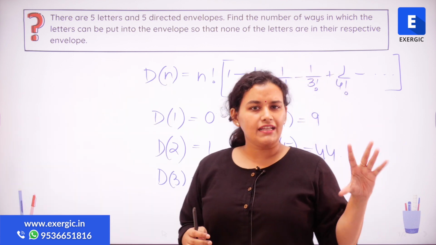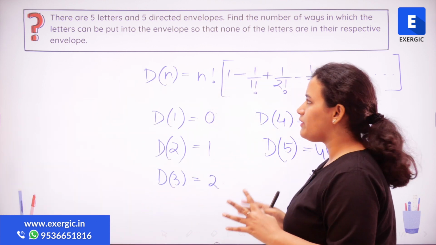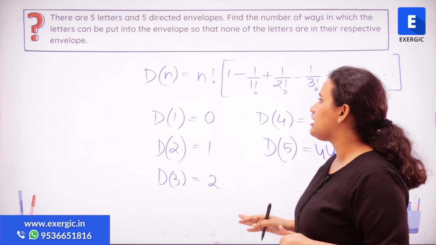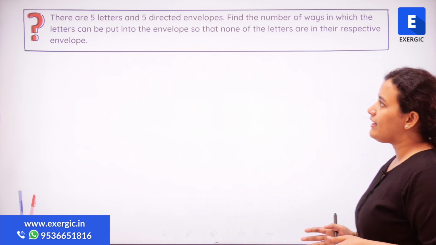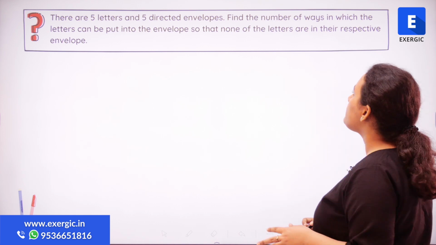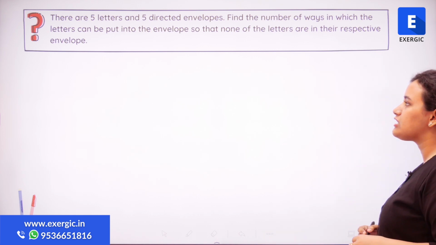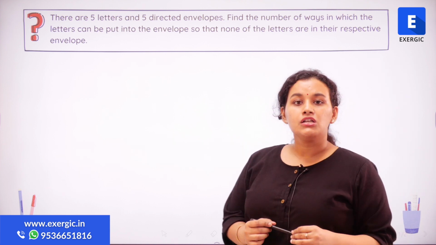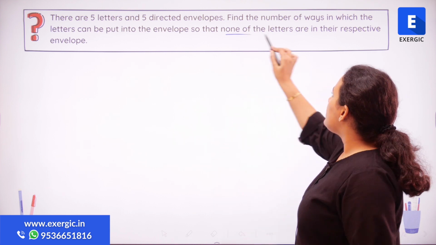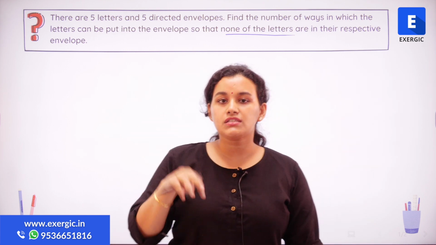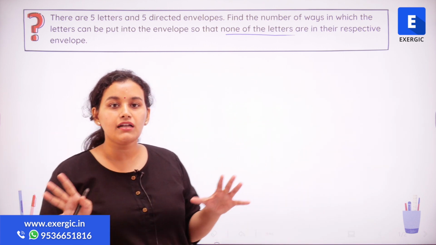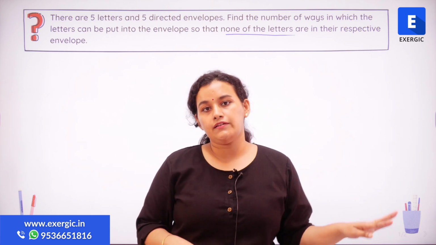So this is the very simple concept of derangement. Let us look into the question that is at hand. There are 5 letters in 5 directed envelopes. Find the number of ways in which the letters can be put in the envelopes so that none of the letters are in their respective envelope. So this is the phrase that I am looking for: none of the letters are in their respective envelope.